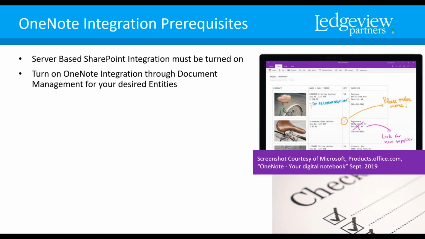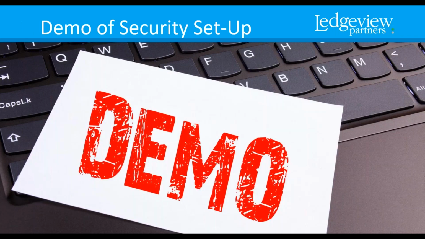OneNote integration prerequisites. Server-based SharePoint integration must be turned on, which you've also then turned on your document management at that point. And then you need to turn on the OneNote integration through document management for your desired entities. So there's a document management section. You go into the OneNote integration, and you set your desired entities right there. Now you have OneNote integration set up. All right. So without further ado, let's jump on in and see how this works.